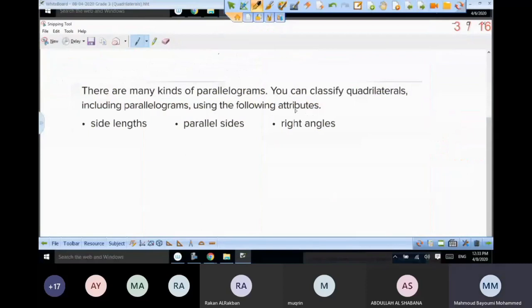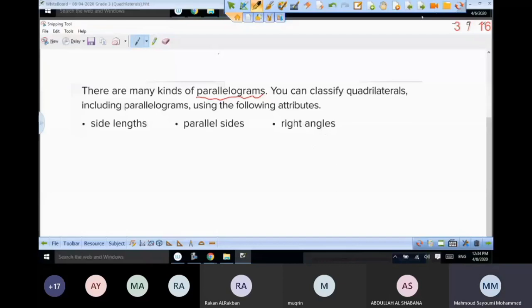First, what is the meaning of parallelogram? A parallelogram is a quadrilateral that has 4 sides and has 2 pairs of parallel sides. First, the attributes that we will use: side length. We know what is the meaning of side length. Parallel sides, and we will explain what is the meaning of parallel sides. Right angles, I will explain that also.